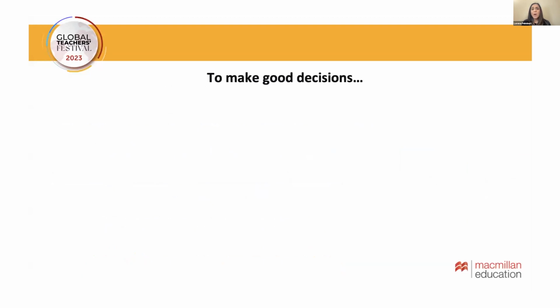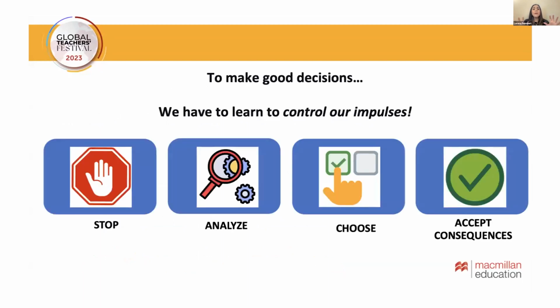Okay? So what can we do to make good decisions? The first thing is that we have to learn to control our impulses. We have to learn to say, okay, I need to make a decision. No, wait, before making the decision, stop, and take some seconds to analyze the possible scenarios, the pros and the cons, okay? And then, once you analyze them, now you choose, okay?